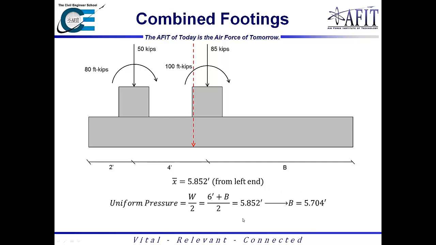To solve for the uniform pressure, I placed our resultant right here. We know that's going to be 5.852 feet from the left end, which is 3.852 plus 2 feet. All I need to do is multiply this by 2 and then subtract 6. When you do that, you wind up with 5.704 feet. If B is 5.704 feet, you're going to wind up with uniform pressure.